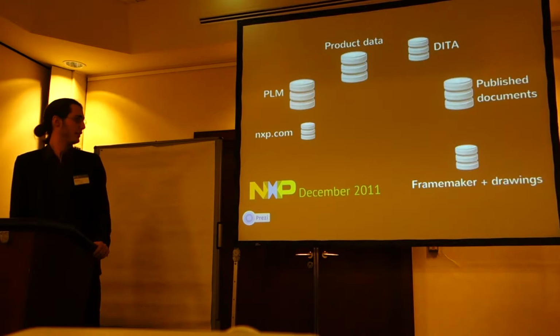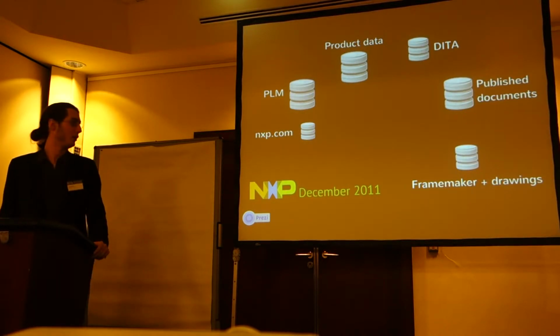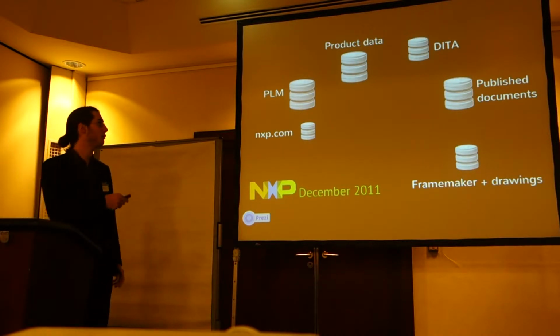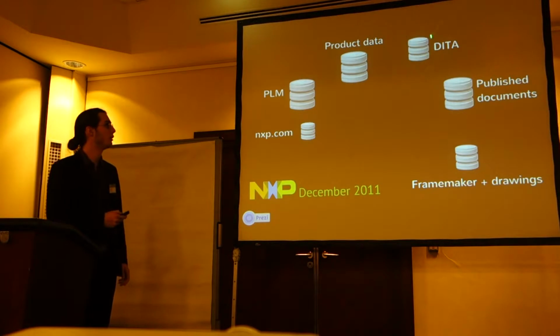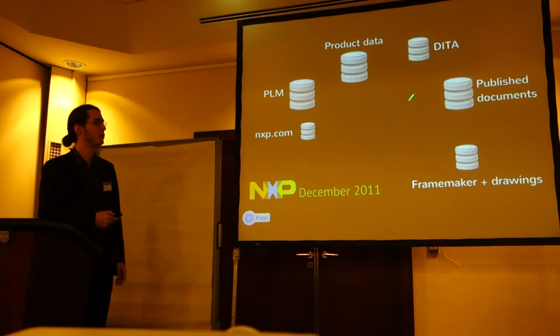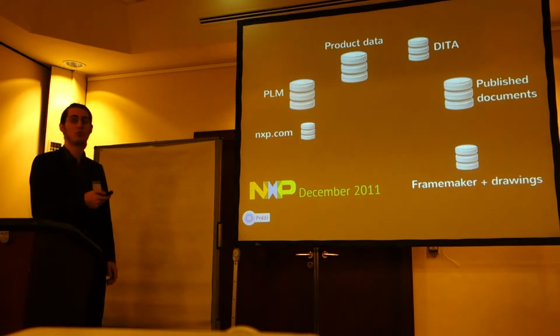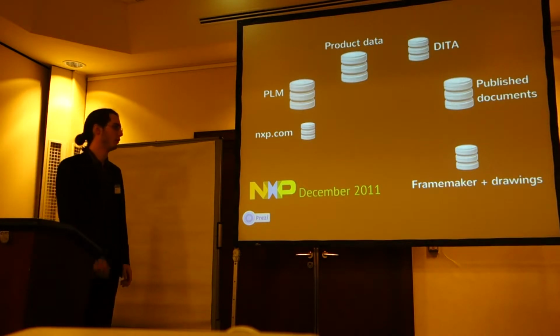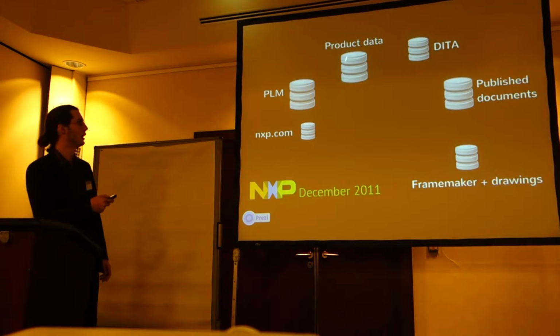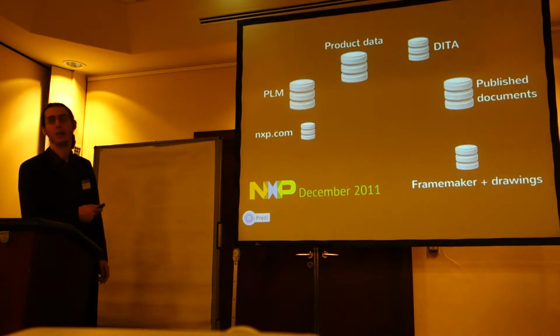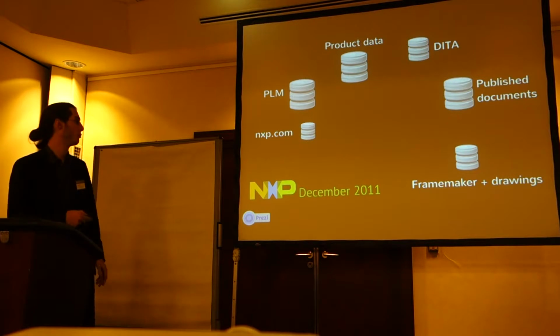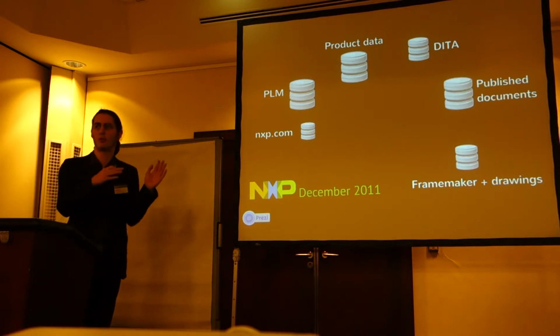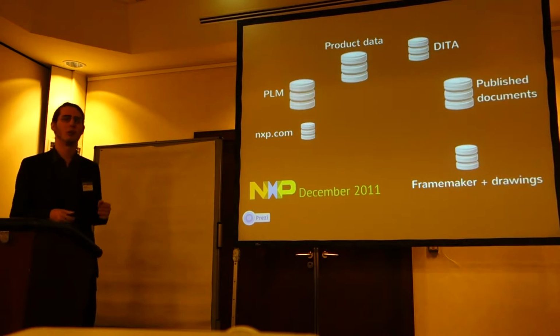So let's go back to December 2011. We are at NXP. We have, like many organizations, this kind of architecture. We have our DITA CCMS that publishes documents that are stored in our document repository for published documents. We have our Alfresco CMS for FrameMaker and drawings, product data, characteristics and so on, PLM, so the life cycle of our products, and our website. There are also a few other things, but these are the most representative.